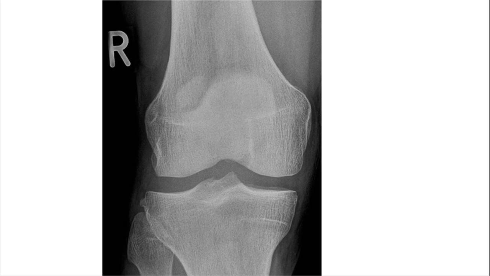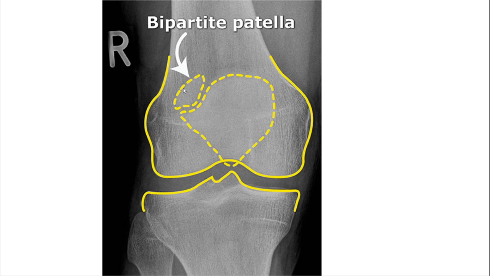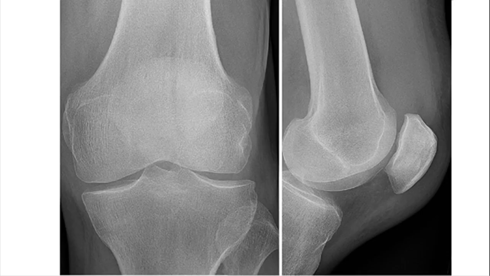A fracture always has very jagged edges, whereas this has very smooth sclerosed margins. So this is a bipartite patella. There can be a tripartite patella also, but that is very rare.